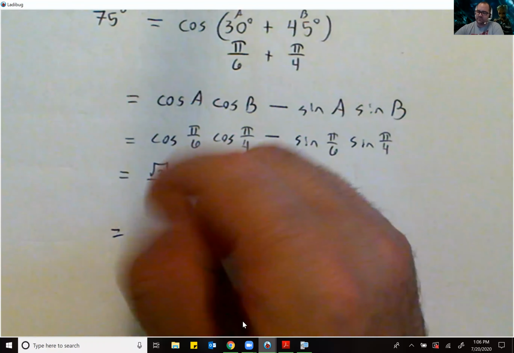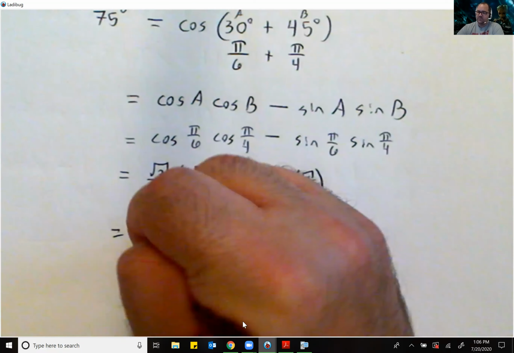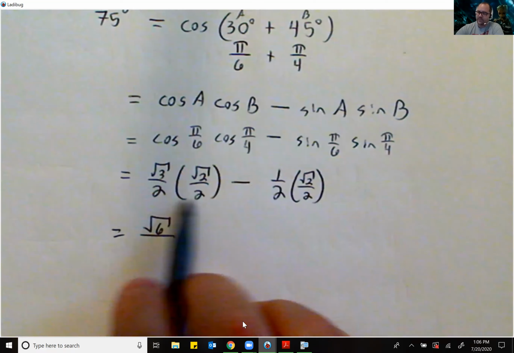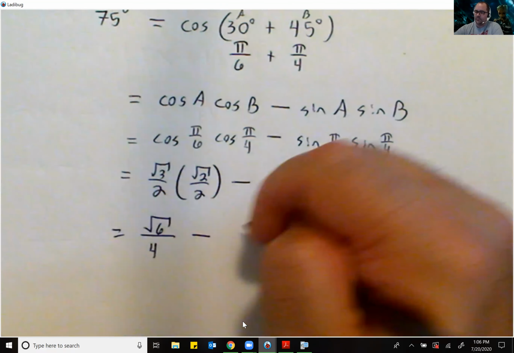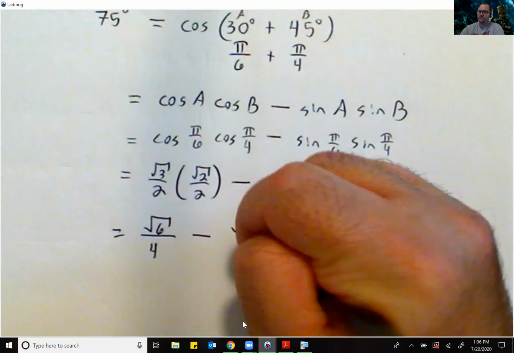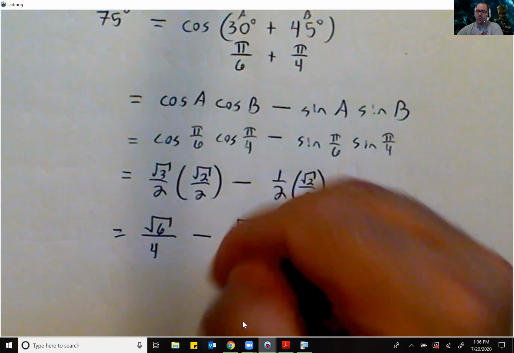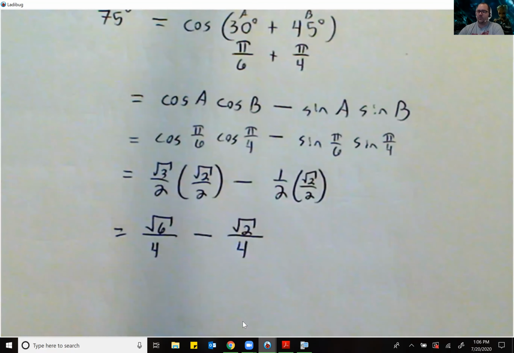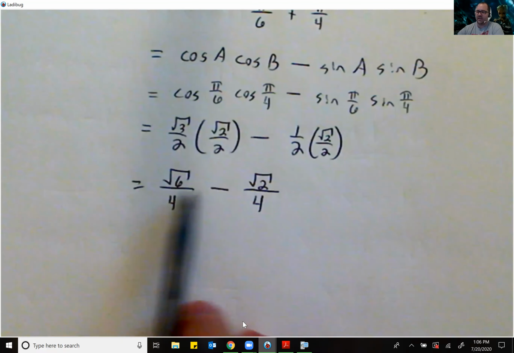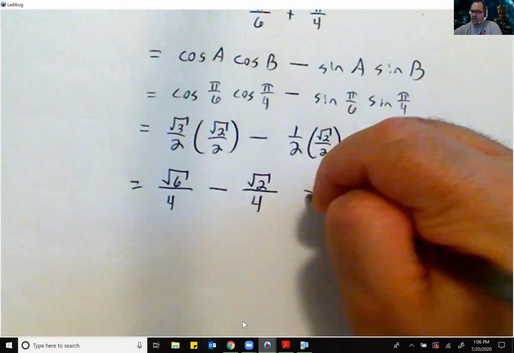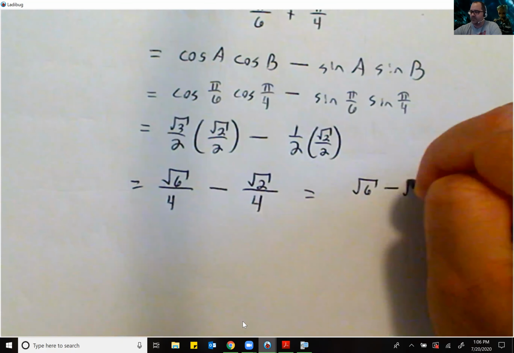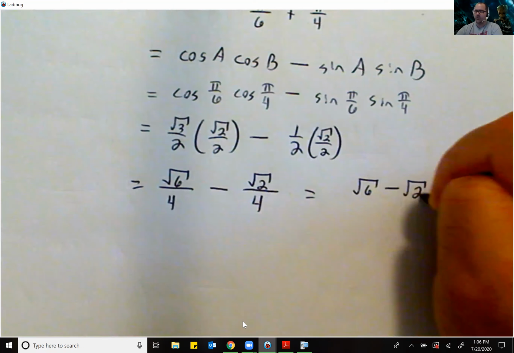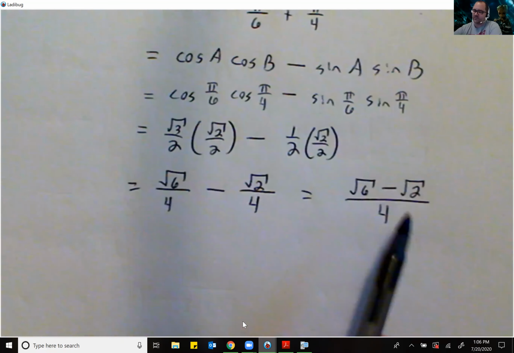Square root of 3 times square root of 2 is the square root of 6. 2 times 2 is 4. Minus 1 times the square root of 2 is the square root of 2. 2 times 2 is 4. And then all we're going to do is put these two fractions together because they have common denominators. And that would be the square root of 6 minus the square root of 2 all over 4. That's one way to write your answer.